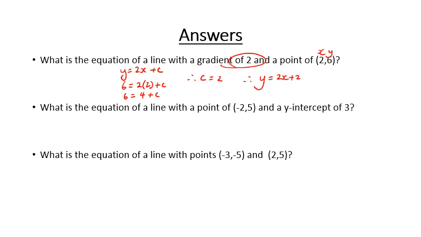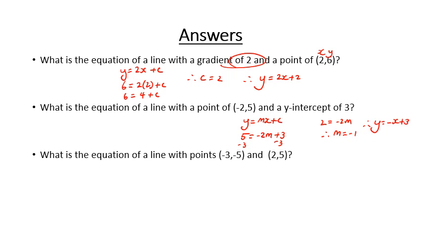In our second example, I'm not going to worry about using the gradient formula. I'm going to substitute straight into my equation. So I have y equals mx plus c. I've got 5 equals negative 2m plus 3. If we take 3, we end up with 2 equaling negative 2m. Therefore, m equals negative 1. Therefore, my equation was y equals negative x plus 3.